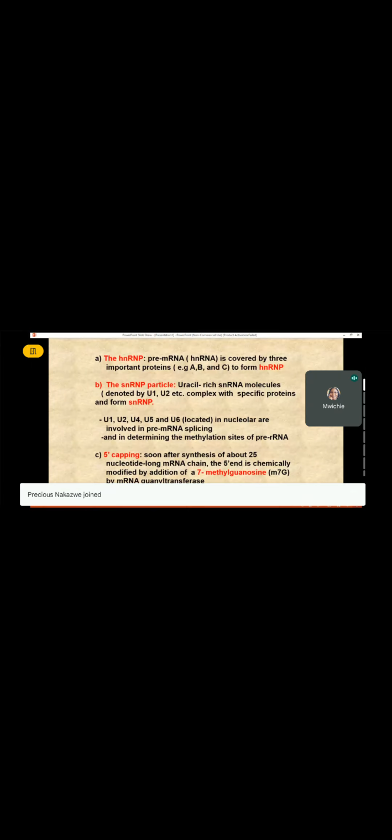Talking about pre-mRNA, pre-mRNA is covered by three important proteins that form what is known as hnRNP, the heterogeneous nuclear ribonucleoprotein. It's a complex that is used to process the mRNA, to allow the capping, to allow the splicing, even identifying that it's nascent, it's new, it's immature. Now when we look at these proteins, you don't have to memorize them.